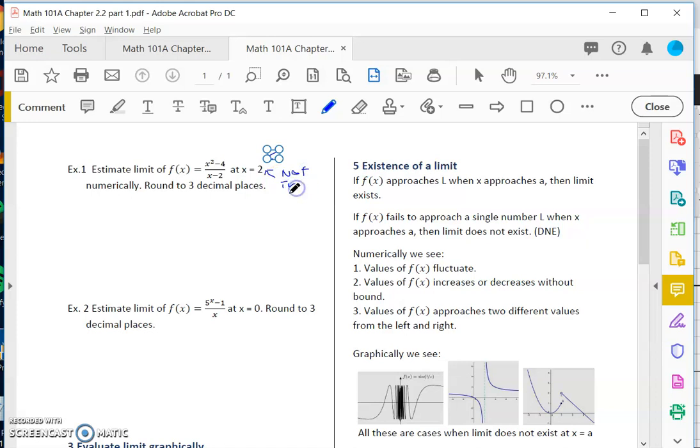But even though 2 is not in the domain, any number other than 2 is in the domain. So we can still calculate the limit as x approaches 2, because when we find a limit, we're just interested in how f of x behaves when x approaches 2 from the left and from the right. So we're going to build a table like this. At least do 3 from both sides.